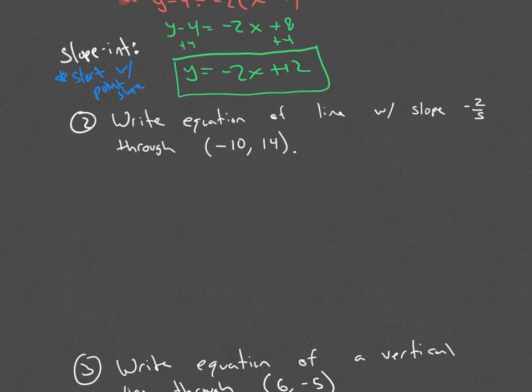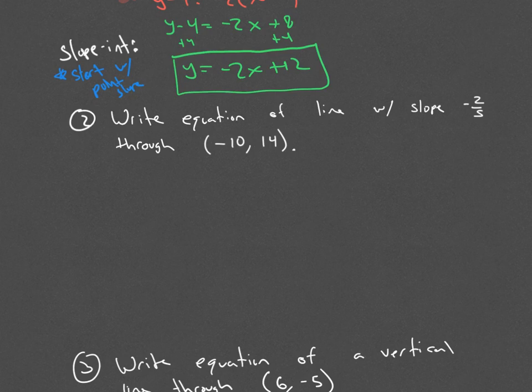Number 2, write an equation of a line with slope negative 2/5 through the point (negative 10, 14). Well, in this one, we already have the slope. So that's a little easier, and we can write an easy point-slope equation. We would say y minus 14 equals the slope, negative 2/5, times x minus negative 10, so that'll be plus 10.